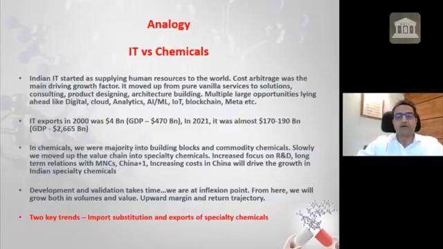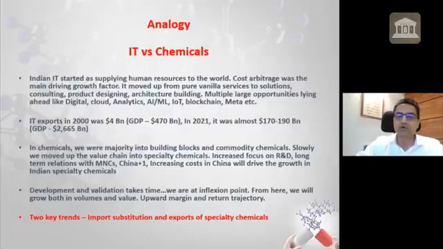As I said, chemicals is basically standing where IT was standing in 1992. If you look at the IT industry, Indian IT started by supplying human resources to the world. Cost arbitrage was the main driving factor behind the growth of the IT industry. Initially it started as pure vanilla services to global customers. Then it moved from services to providing solutions, consulting, product designing, then architecture building. So the IT sector moved from very basic services to value-added services. It moved up the value chain.